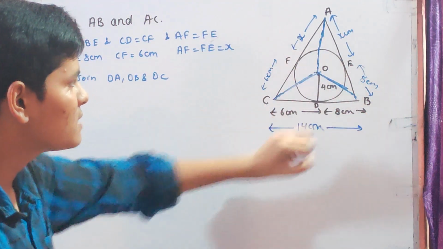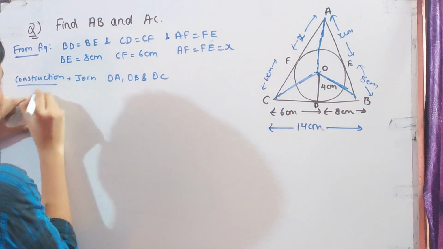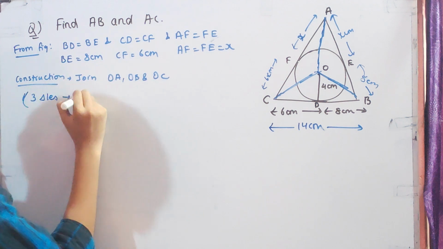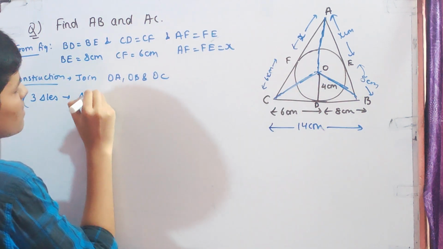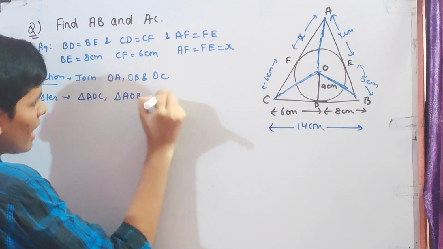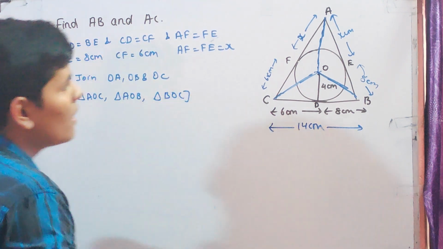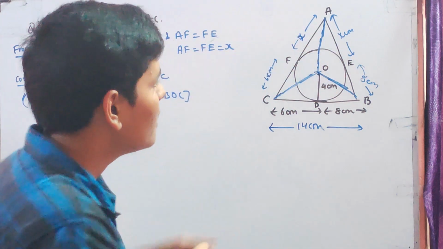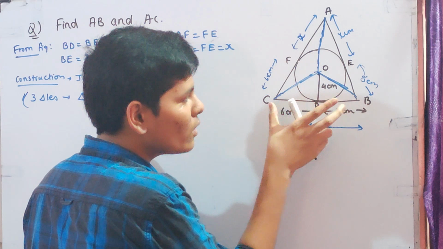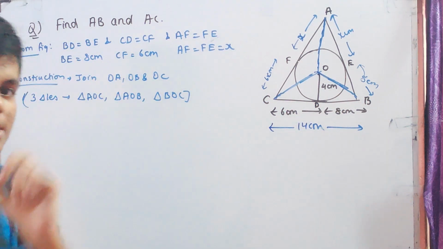Now if you look at this properly, we will get 3 triangles. 3 triangles are formed. What are the 3 triangles? Triangle AOC, triangle AOB, triangle BOC. AOC, this triangle, AOB, this triangle, and COB. So these 3 triangles are formed.